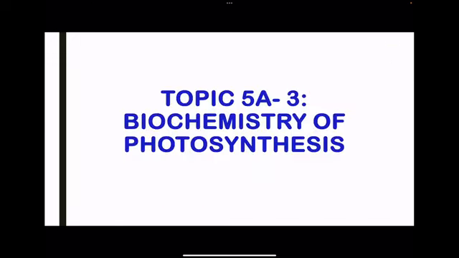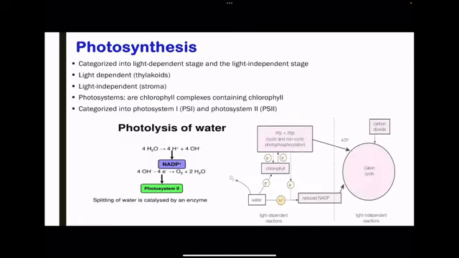Now moving to 5A3, here we're going to look at the biochemistry of photosynthesis. So here we're looking at photosynthesis. Photosynthesis is divided into the light-dependent stage as well as the light-independent stage. The light-independent stage occurs in the stroma, of course you can see here, while the light-dependent stage occurs in the thylakoids.